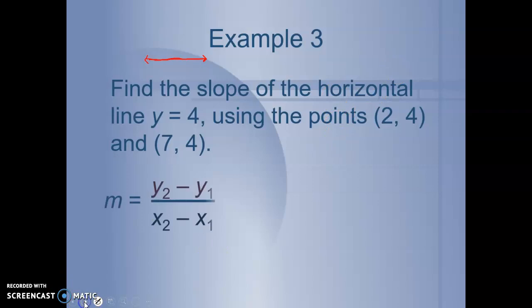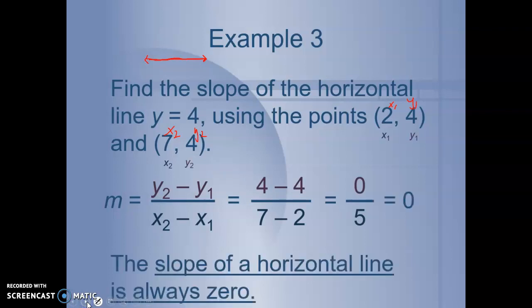So using our formula here, y2 minus y1, x2 minus x1. So x1, y1, x2, y2. Go ahead and label those and then substitute in. So we get 4 minus 4 and 7 minus 2. That's 0 over 5. And 0 divided by 5 is in fact 0. The slope of a horizontal line is always 0 because it doesn't change. Remember, slope is a rate of change, and a horizontal line doesn't go up or down.